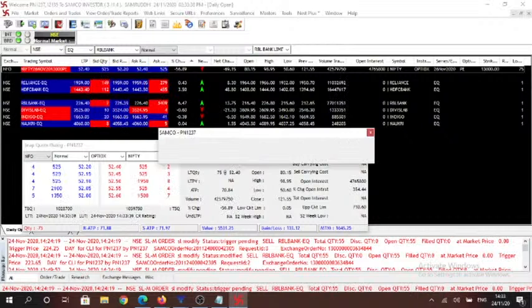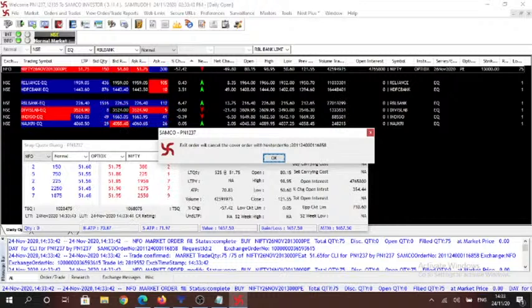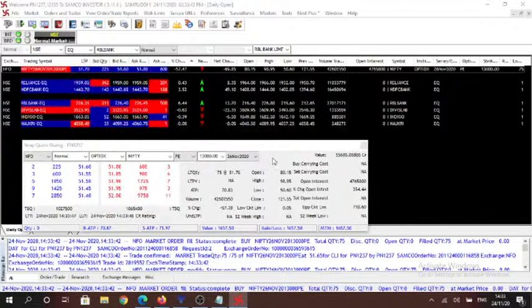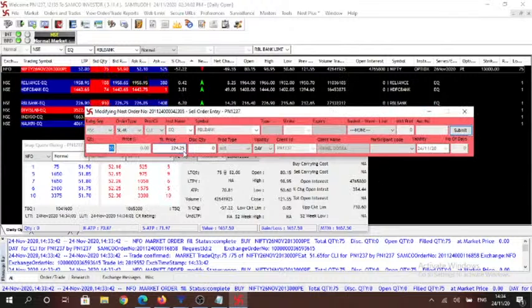I've exited this position, 51.65. Now we don't have any positions. $224.85. Verify. 224.85.